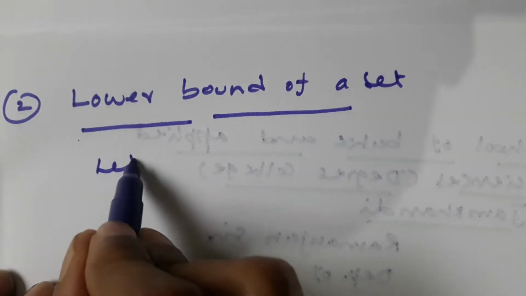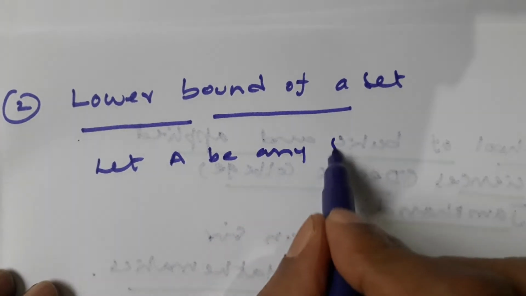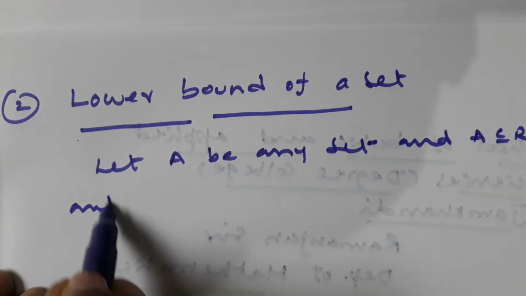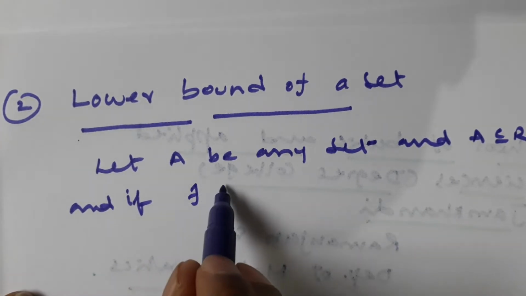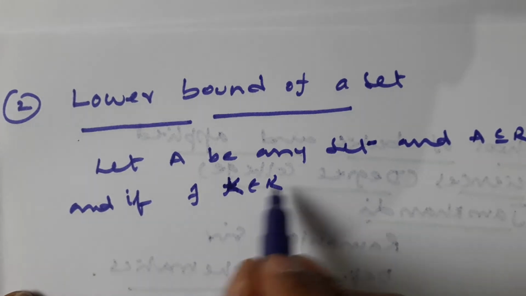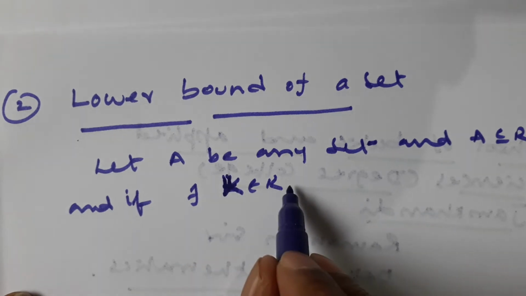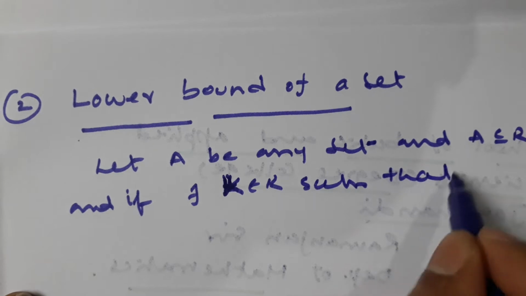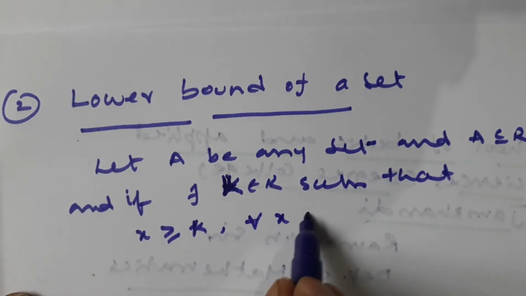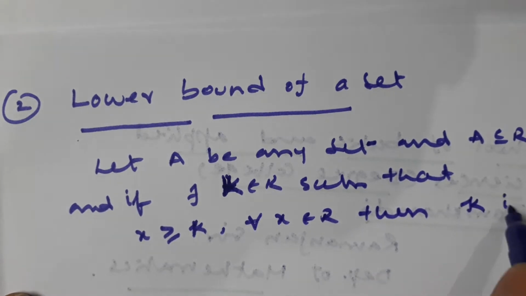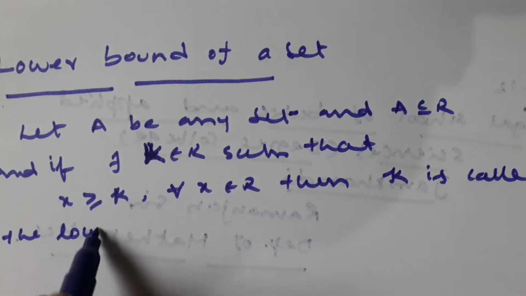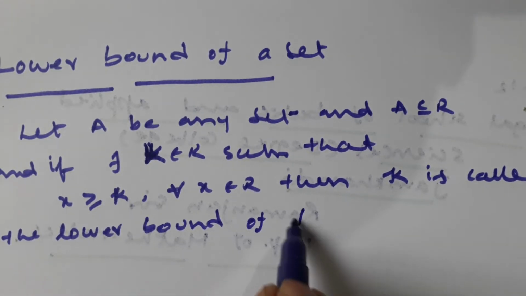Right. The same way, let capital A be any set and A subset of R, and if there exists small k belongs to R such that X greater than or equal to small k, for all X belongs to A, then small k is called the lower bound of the set A.